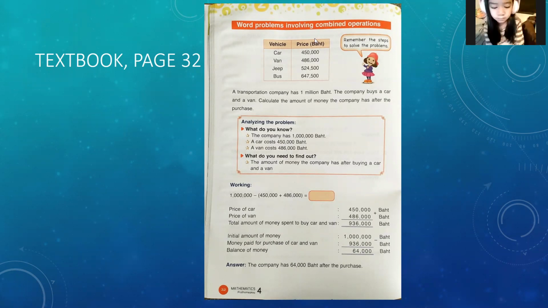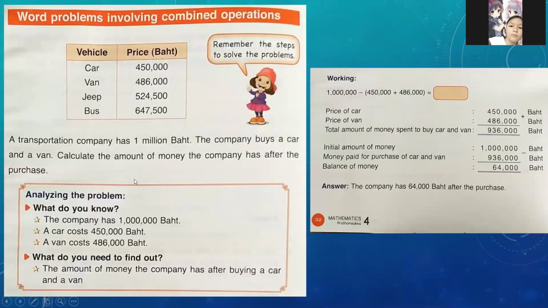So the title is How to Solve Word Problems Involving Combined Operations. We're done with word problems involving addition. We are also done with word problems involving subtraction. So today we're going to combine these two operations, addition and subtraction. Always remember the steps: analyzing the problem, what do you know, and what do you need to find out.